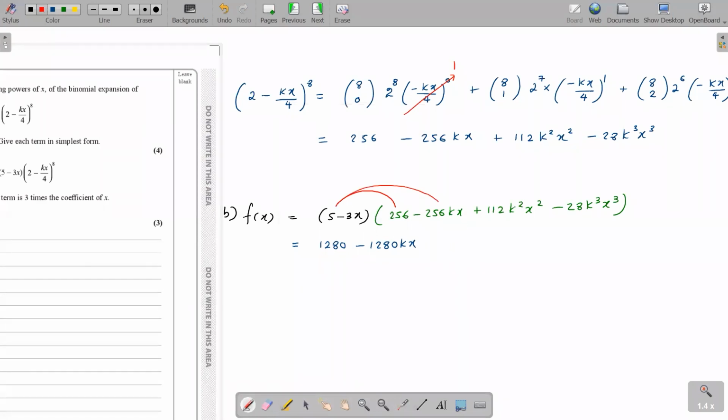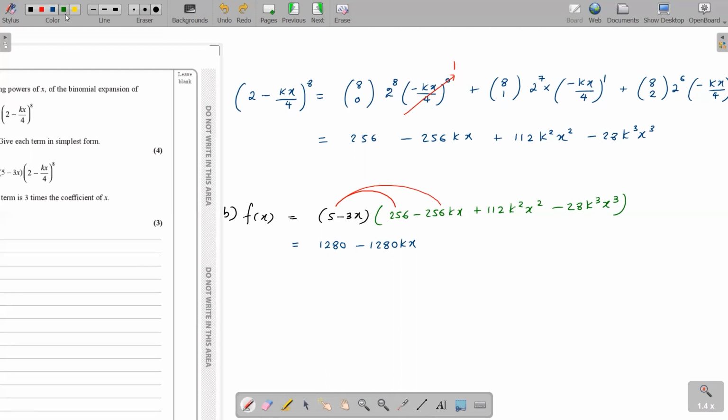Now I multiplied this guy. Do I need to go 5 times 112 k square x square? No, we don't need to, because we are only bothered here about the x terms and the constant terms. So anyone who gives us powers of x square, x cube, or anything else, we really don't need to take them. So I don't need this guy. Do I need 5 times 28k cube x cube? No. Okay, so that's done.